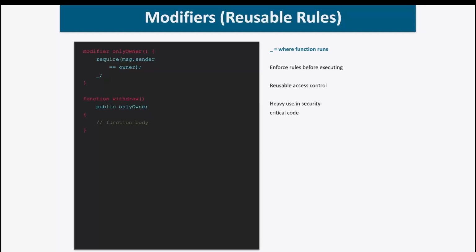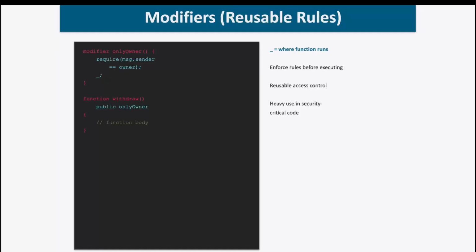The underscore is a placeholder. It represents where the original function body runs. Once defined, you apply modifiers to functions. Here on our withdraw function, we've applied the onlyOwner modifier to the end of the function definition. When someone calls withdraw, the modifier code runs first. The require check happens, and if the check passes, the underscore executes the function body. If the check fails, the transaction reverts. The underscore is literally where the function body gets inserted.